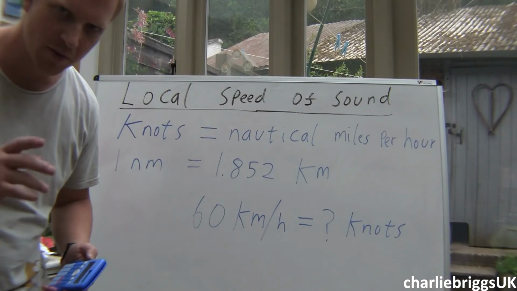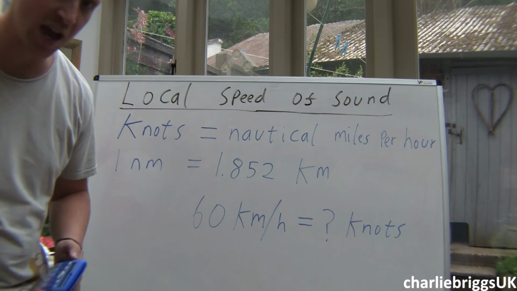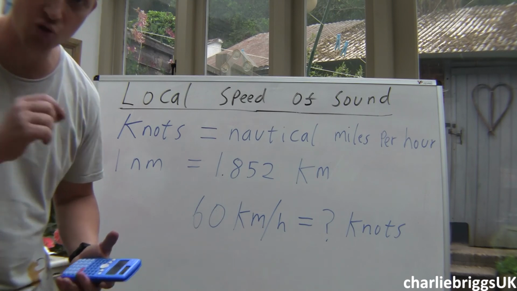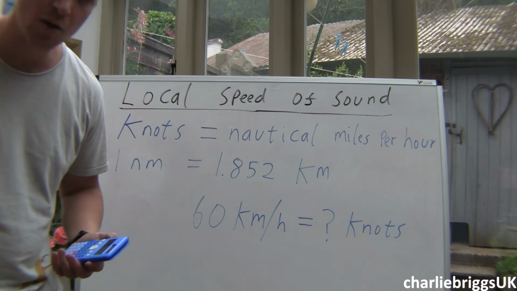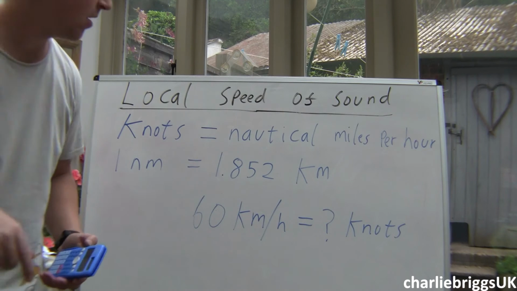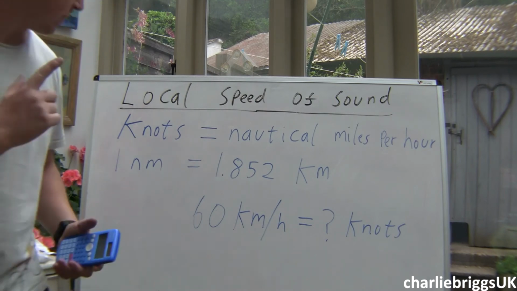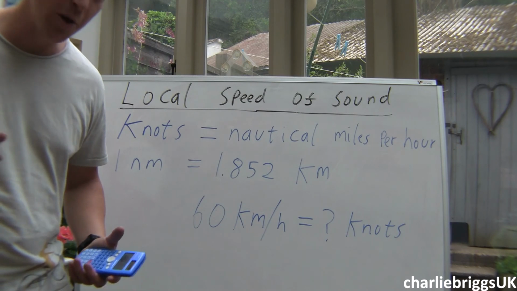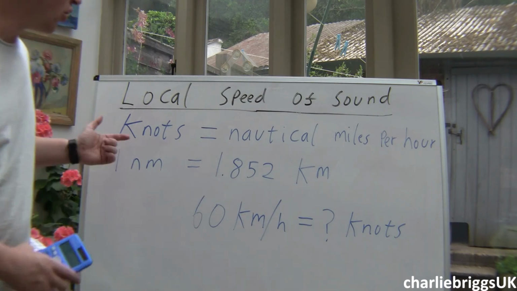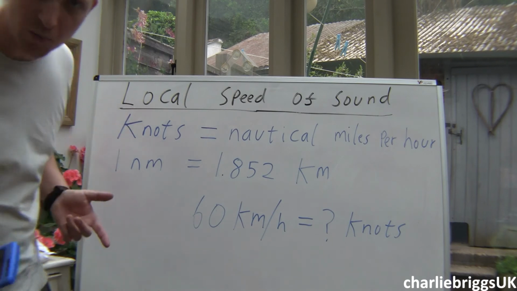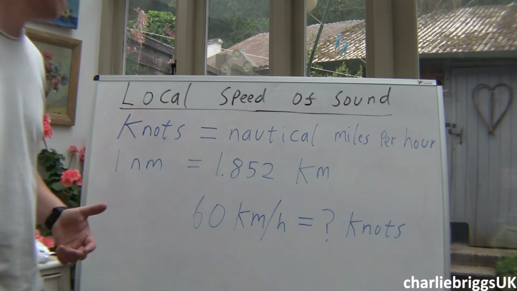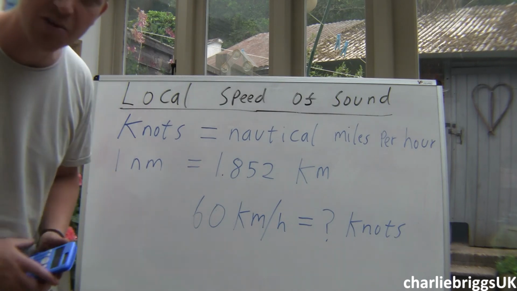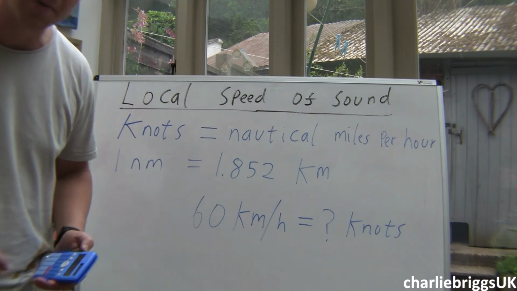Alright, let's talk about the local speed of sound, which means how fast sound travels through the air where you are. Now, what speed do we use in aviation? Well, the most popular is knots, which means nautical miles per hour. Now, 1 nautical mile equals 1.852 kilometers.